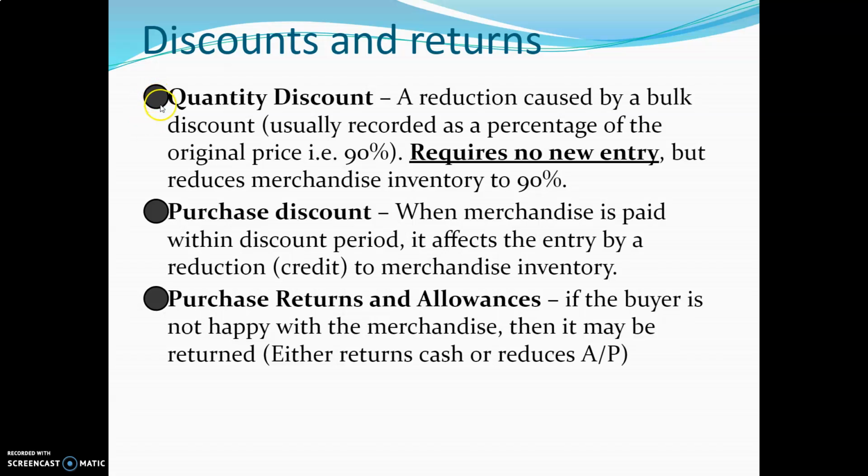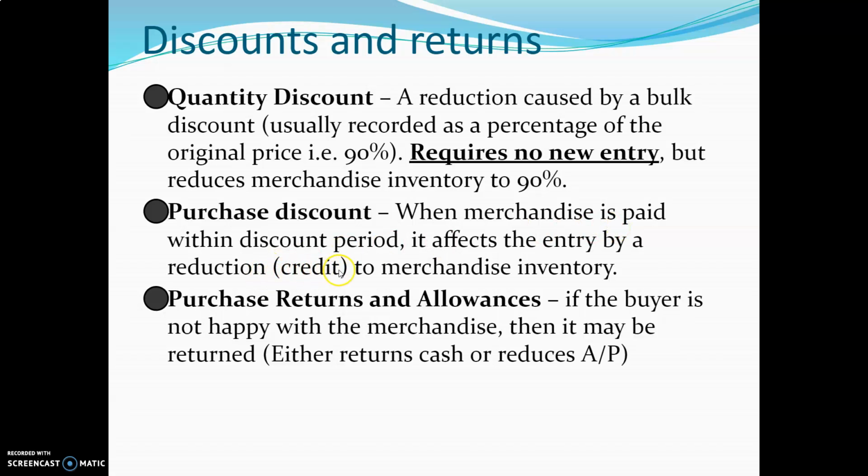So we return to that idea of discounts. We've got two different discounts going on here. There's a quantity discount, which is a reduction caused by bulk discount. So for example, usually recorded as a percentage of the original price, meaning, say, if you buy X number of units, you get a 90% discount. So it requires no new entry, but we have to do the calculations involved in getting that 90% up and running. And then there's a purchase discount, which is what we've already seen.